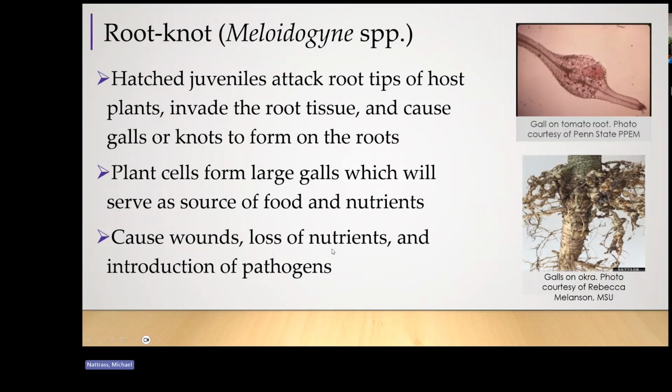So we've got wounds, we've got loss of nutrients, and if we have wounds, then we have more opportunities for those pathogens to get inside of that plant and infect that. So not only is the root knot nematode killing your plant, it's also opening up the opportunity for other pathogens to make their way in.